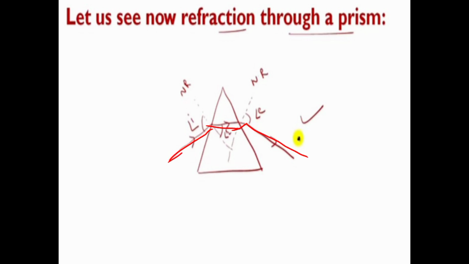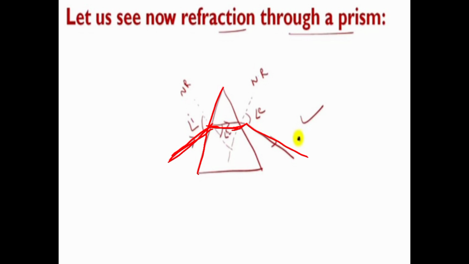Okay, now what happens here? The ray of light is entering from air to the glass surface at the first surface. This is the first surface. So the light ray enters from the air to the glass surface, to the first surface. Now the light ray on refraction, here the light ray refracts.